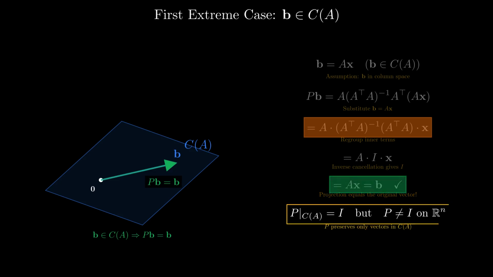One important note, this means P acts as the identity on its own column space, but P is not the identity matrix on all of Rn. Vectors outside the column space do get changed. P only preserves what's already in C of A.